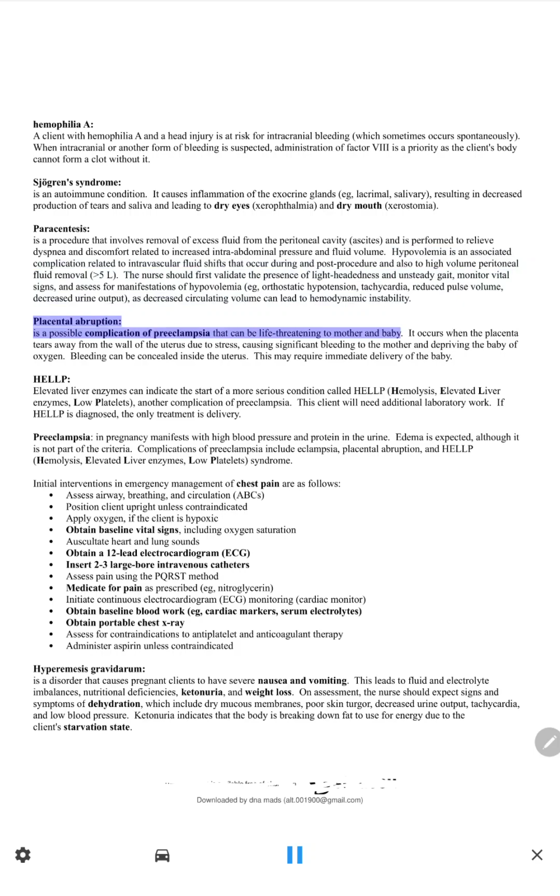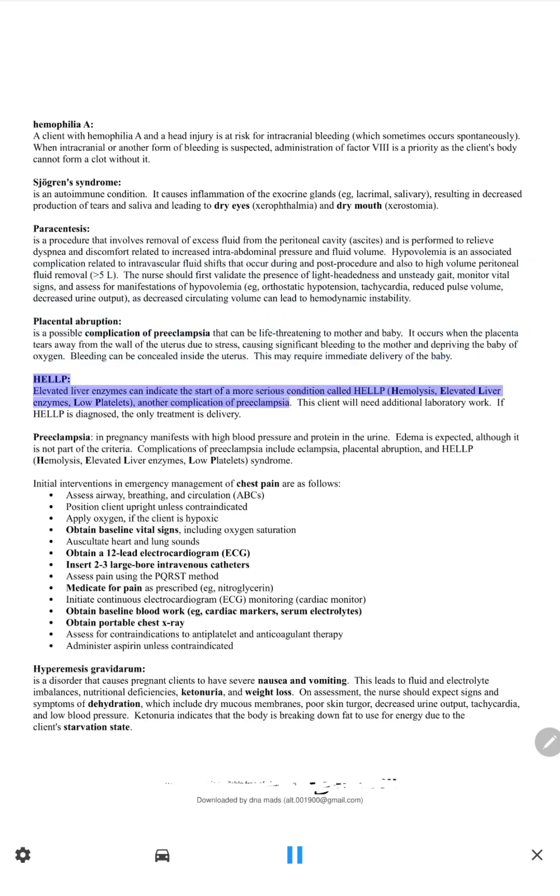Placental abruption is a possible complication of preeclampsia that can be life-threatening to mother and baby. It occurs when the placenta tears away from the wall of the uterus due to stress, causing significant bleeding to the mother and depriving the baby of oxygen. Bleeding can be concealed inside the uterus. This may require immediate delivery of the baby.